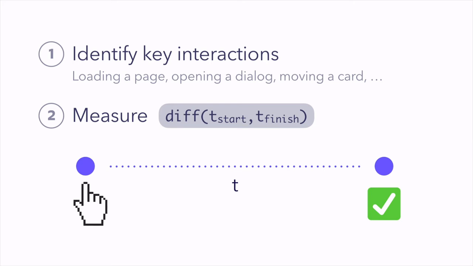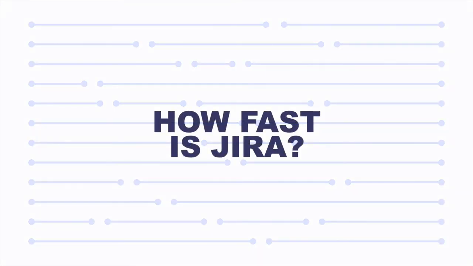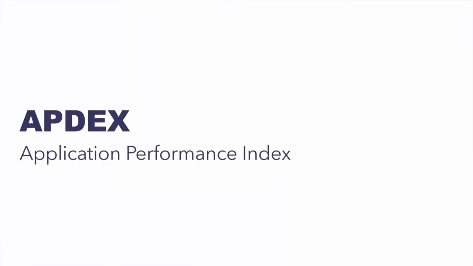So as an engineering manager, I'm often interested in the big picture, right? So we have all these data points of our interactions, hundreds of thousands, millions. But I just want to ask a very simple question. I want a very simple answer, and that's, how fast is Jira? So the metric that we are using at Atlassian is called AppDex. And that's a standard. It stands for Application Performance Index. And the way it works is that we categorize all our millions of data points into three categories.